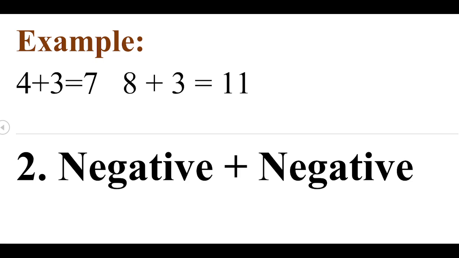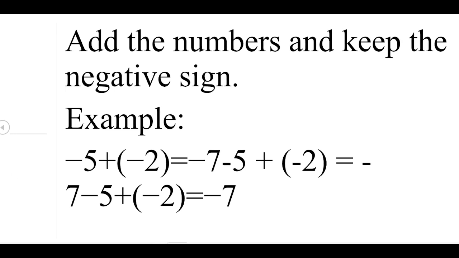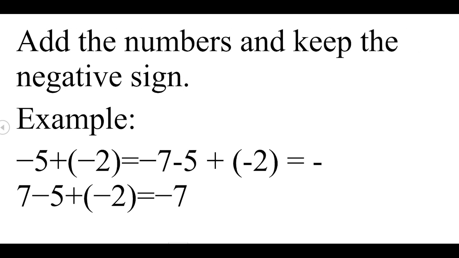Rule B is negative plus negative. When both numbers are negative, add the numbers together and keep the negative sign. For example, minus 5 plus minus 2 is equal to minus 7. So the answer is minus 7. Why? Think of it as taking 5 steps to the left on a number line and then taking another 2 steps further to the left.